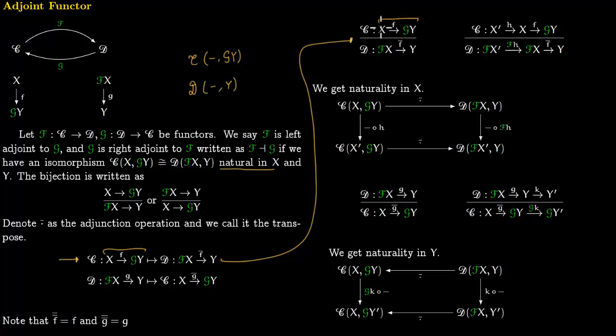Now say there is an arrow coming in to X: an arrow from X prime going to X. This portion F we are copying as such, and this thing we are copying as such right here. If you have something like this in category C, to go to category D you have no option but to apply this functor F to it, because this arrow has to go into FX. So you just apply this functor F to h.